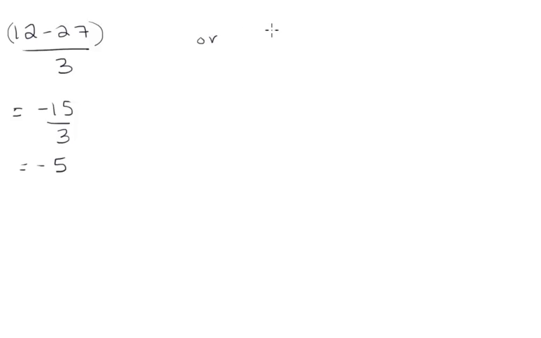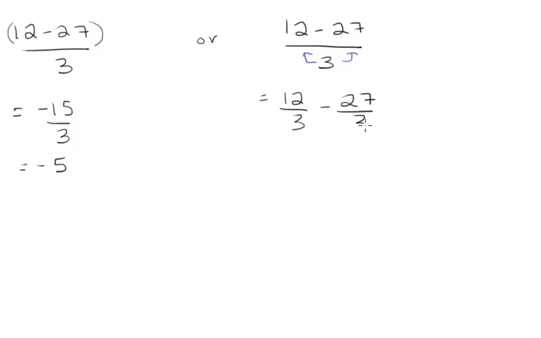Now let's distribute first. So I'd have 12 minus 27 divided by 3. And basically this is a fraction. And you can see here, all I'm doing is I'm creating two fractions with like denominators, which means that I could ultimately put them together. So if I do this separately, 12 divided by 3 is 4, 27 divided by 3 is 9. I write my subtraction sign, and this is -5. It's the same.